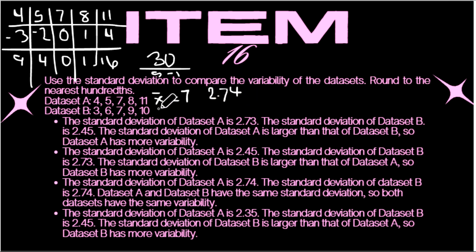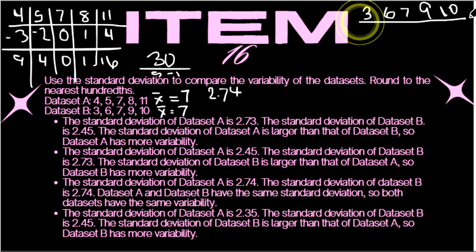Now let's figure it out for this one. X bar is going to be, calculator time. Add them all together: 3 plus 6 plus 7 plus 9 plus 10 is 35, divided by 5 gives us 7. So let's make our little graph. We have 3, 6, 7, 9, and 10. We're going to take our data point minus our mean.